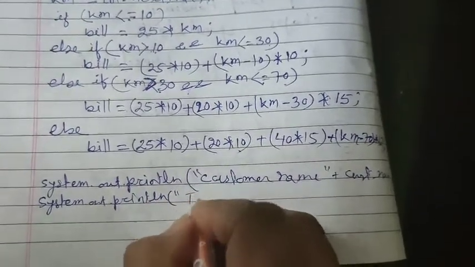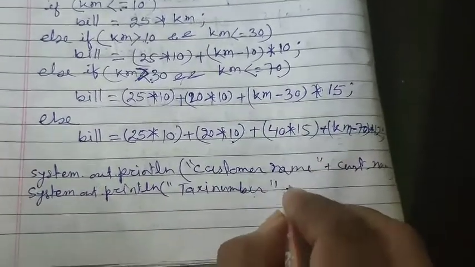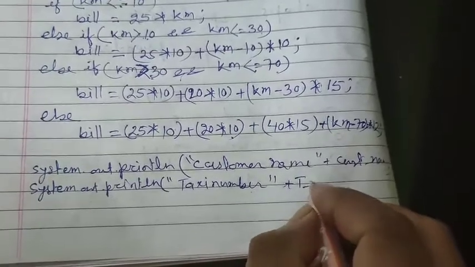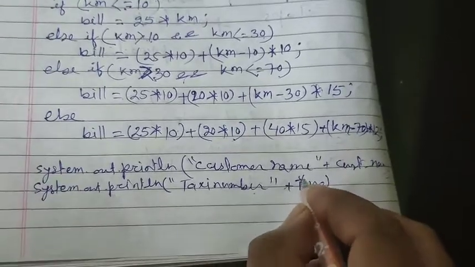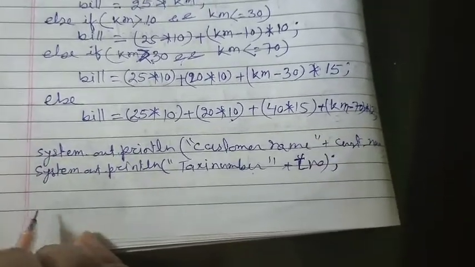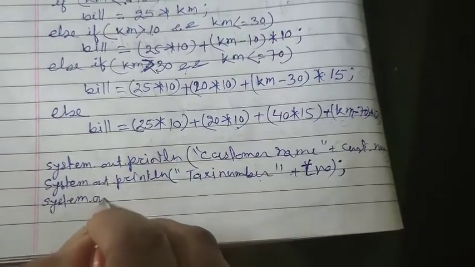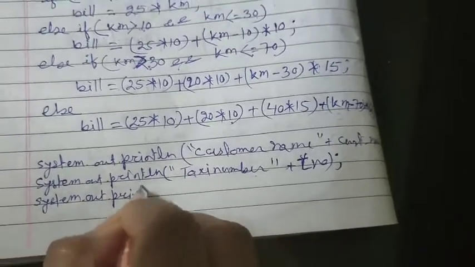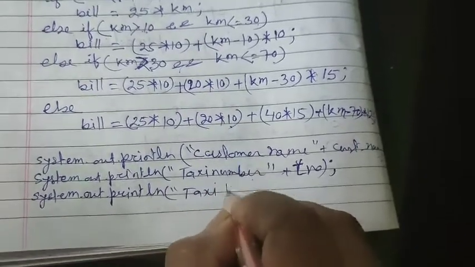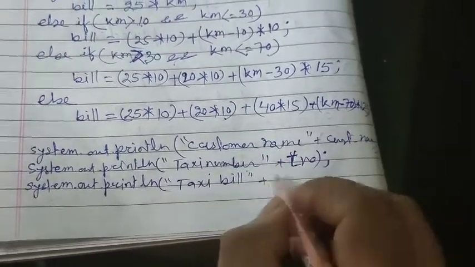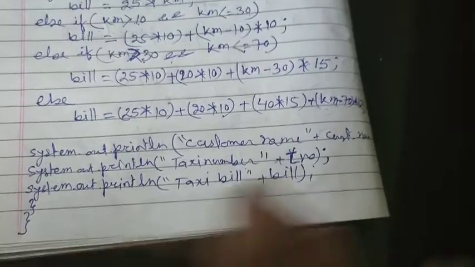What is the taxi number? So I will write taxi number is, plus the taxi number variable TNO underscore NO. It is small letter, so I also am supposed to write small letter. And then at the end I will write System.out.println, taxi bill is, how much is it? It is bill. Okay, now my program is over.